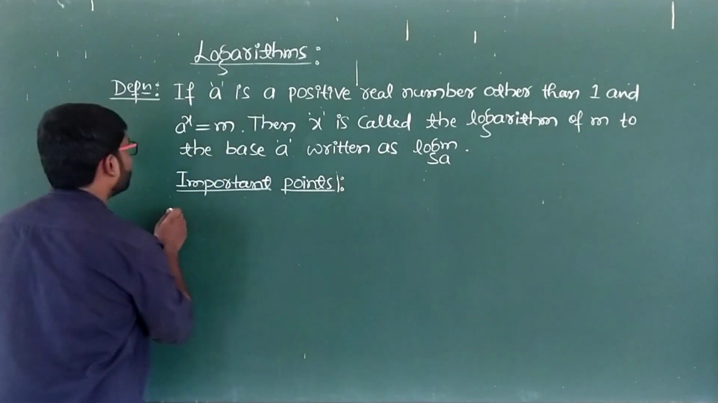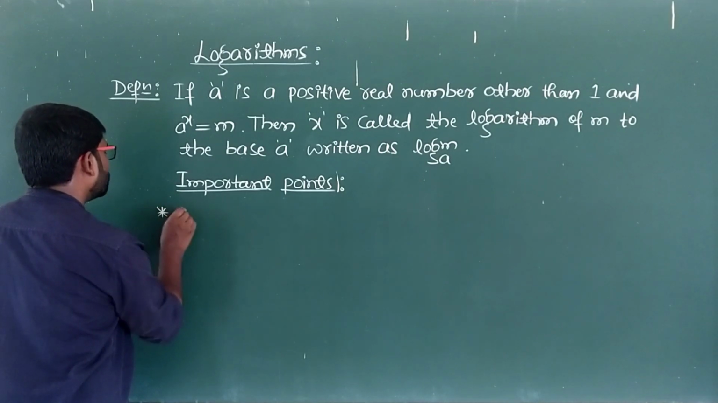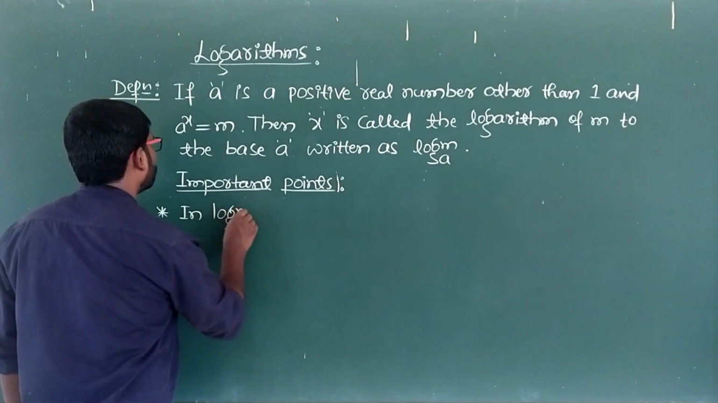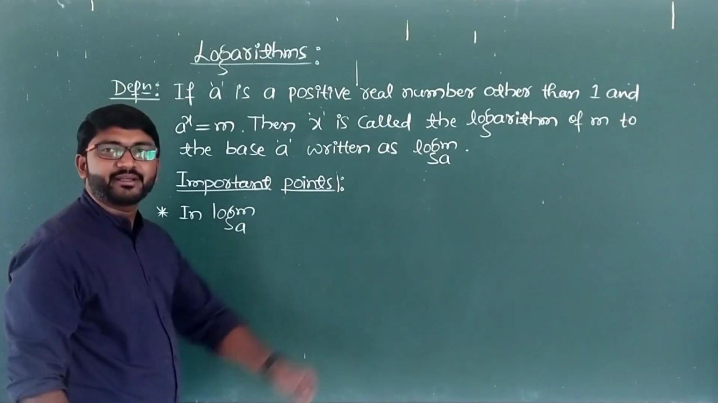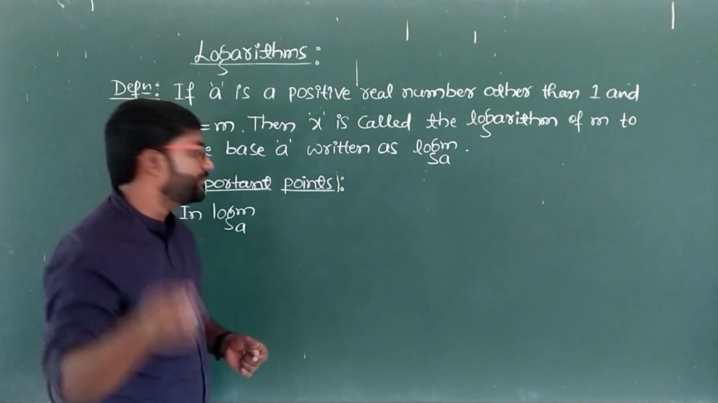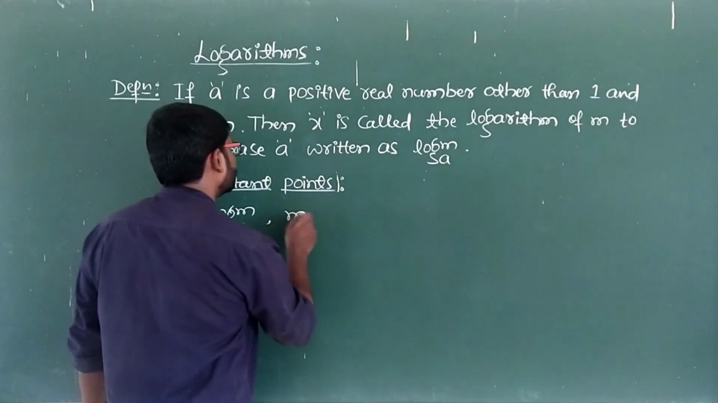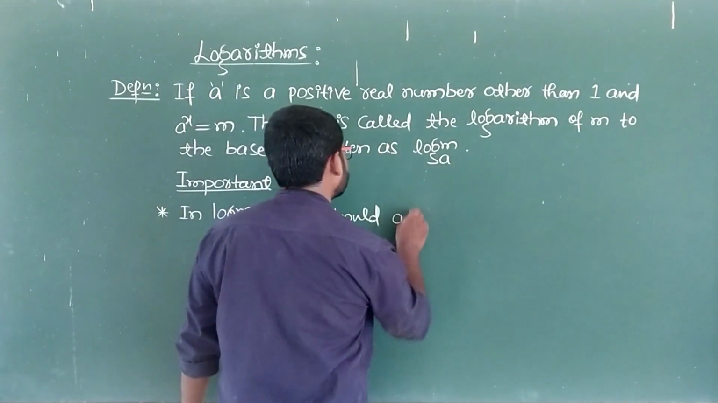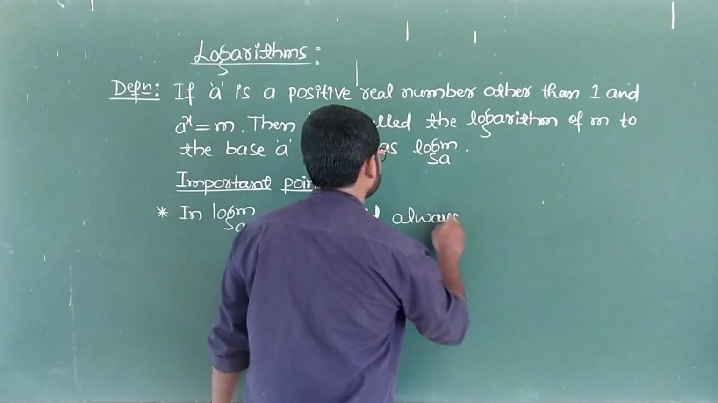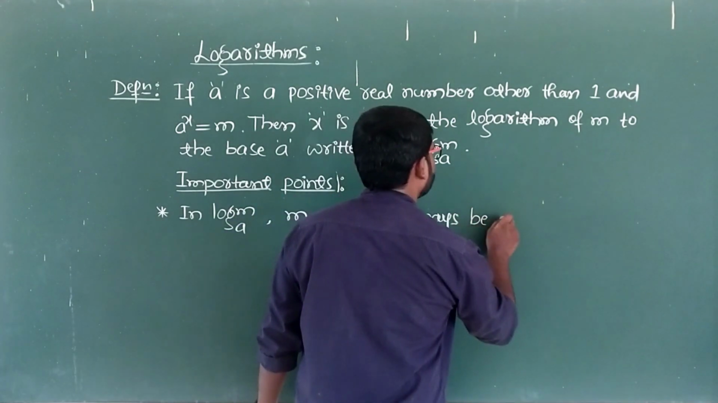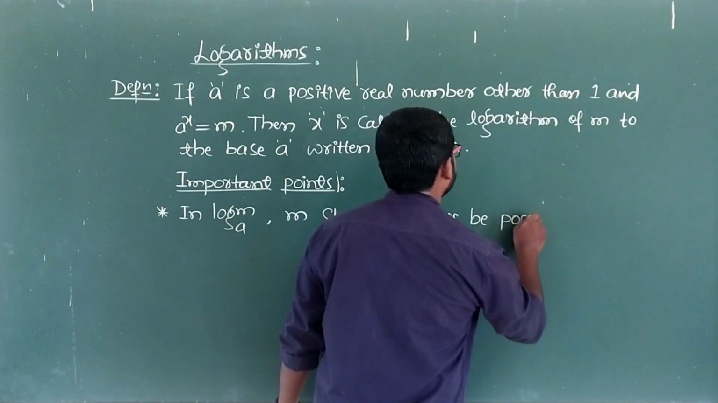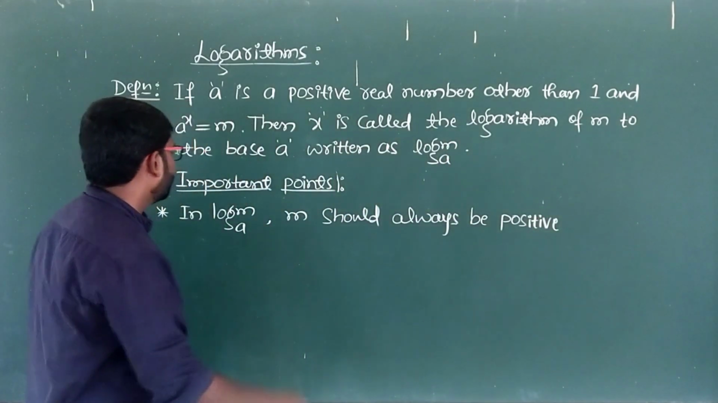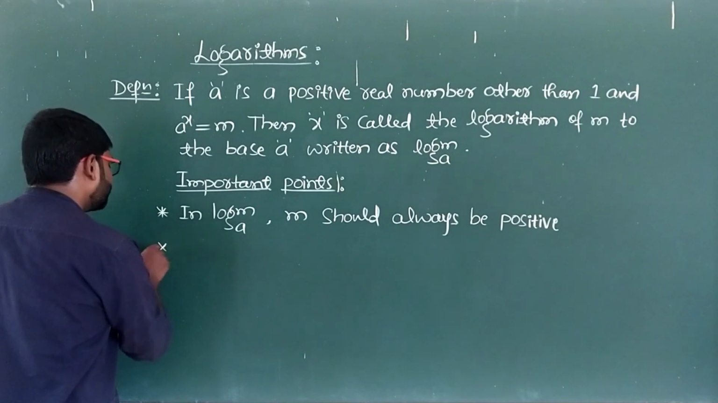Important points. Point number 1: in log m to the base a, m should always be positive. So this is point number 1. M should always be positive. Then we'll write the second point now.